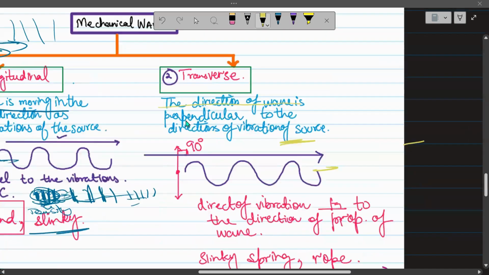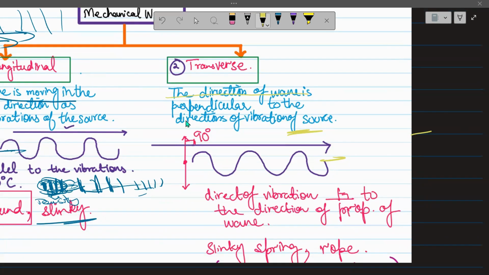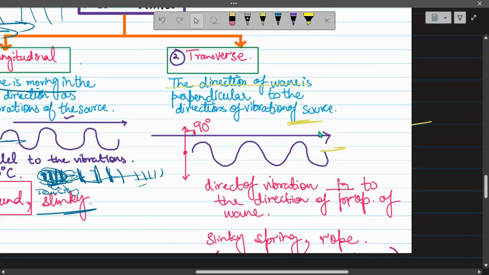So what is a transverse wave? The definition of a transverse wave is that when particles move perpendicular to the direction of movement of the wave, this kind of wave is known as a transverse wave. Here it is written that the direction of the wave is perpendicular to the direction of the vibrating source. This is the simplest definition I could think of. Let me explain.